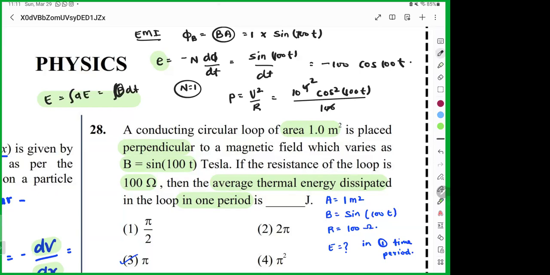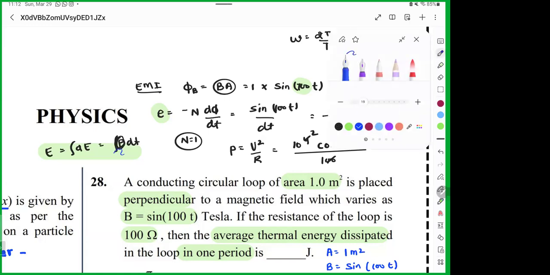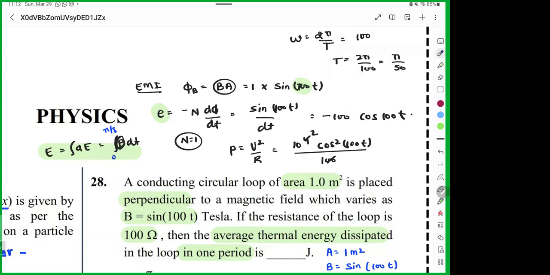Now you have to calculate thermal energy for one cycle. And how to calculate the time period in this case? You know this is equal to omega. Omega is equal to 2 pi by T, and this value is equal to 100. So what will be the T value? 2 pi by 100, or pi by 50. Correct. This is the time period, one time period, value pi by 50. So you have to integrate from 0 to pi by 50 to calculate this.